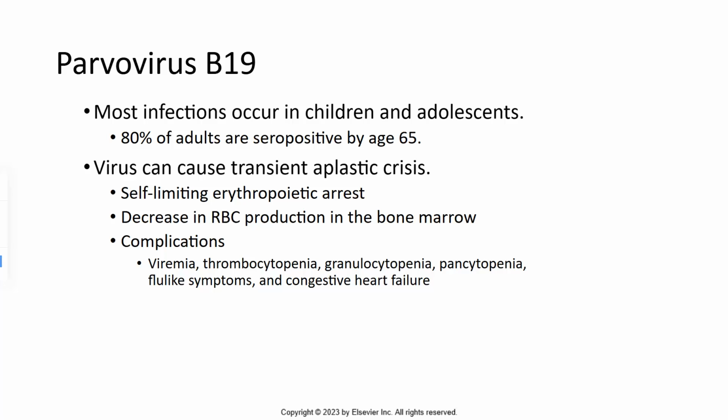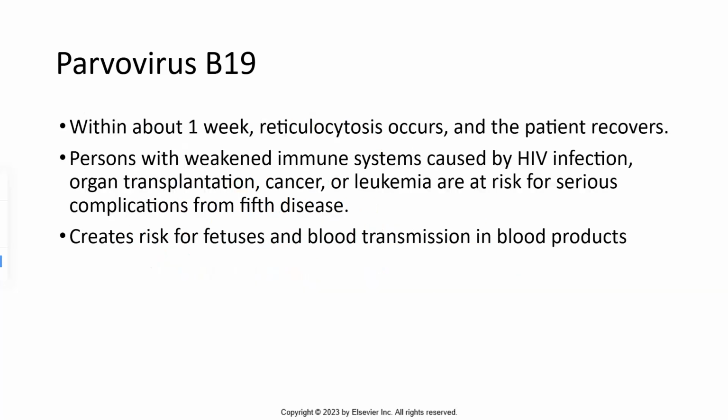Complications are listed below. Within about a week, reticulocytosis occurs and the patient recovers. Persons with weakened immune systems caused by HIV infection, organ transplant, cancer, or leukemia are at risk for serious complications from fifth disease. It creates risk for fetuses and blood transmission in blood products.